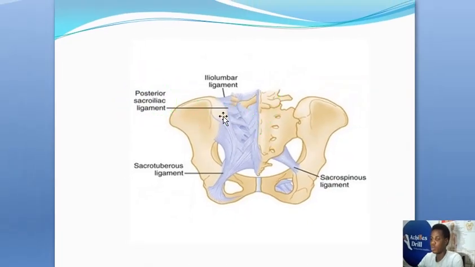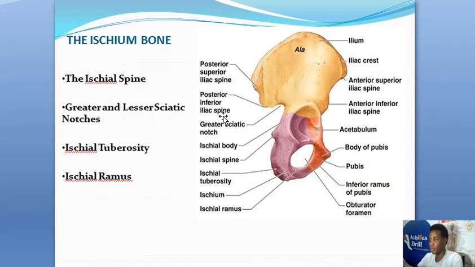Okay, so we'll move on and talk about the ischium bone now. The ischium is the intermediate of the three hip bones. It's not the largest, neither is it the smallest of the three hip bones. It's just somewhere right there in the middle. This bone right here in lilac, that's the ischium bone. Everything right here is the ischium bone. There are some important structures on it too: the ischial spine, the sciatic notches, ischial tuberosity, and the ischial ramus. These structures are important for muscle and ligament attachments.